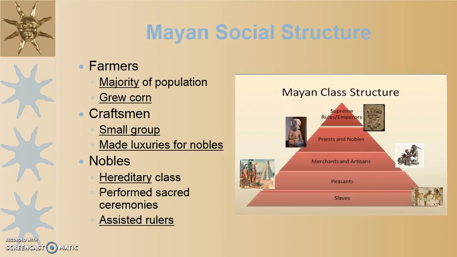Their main staple was corn. That's what most of the crops were and what sustained their civilization. There was a very small group of people who were the craftsmen and merchants. They made luxuries for the nobility. And then you also have the nobility, which is a hereditary class. You had to be born into it. It's not something you could work yourself up to. That's where the priests were also located, and they're the ones who perform the religious ceremonies, and they also assist the rulers.